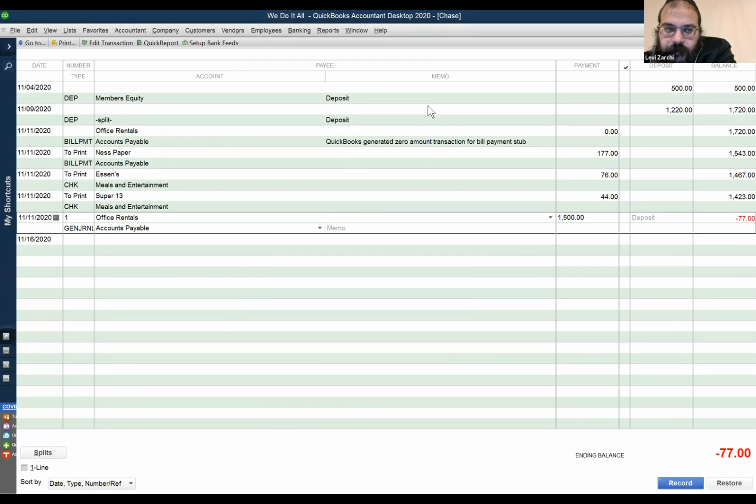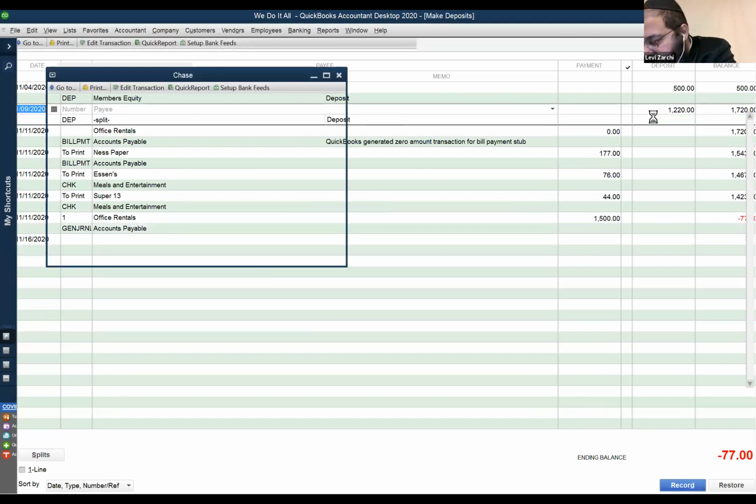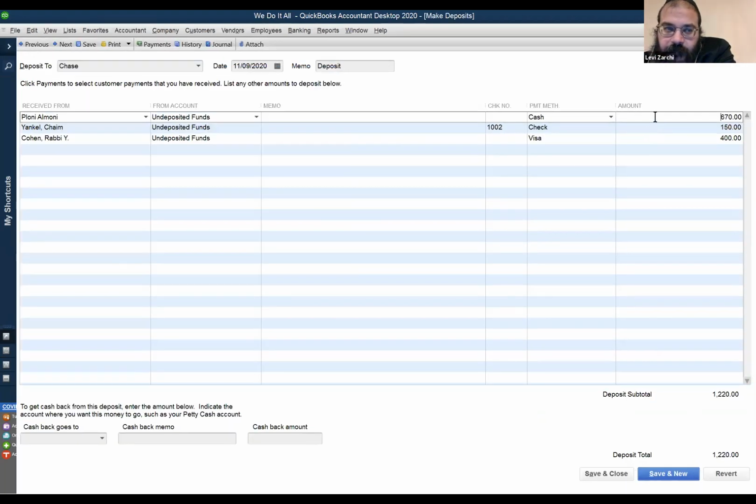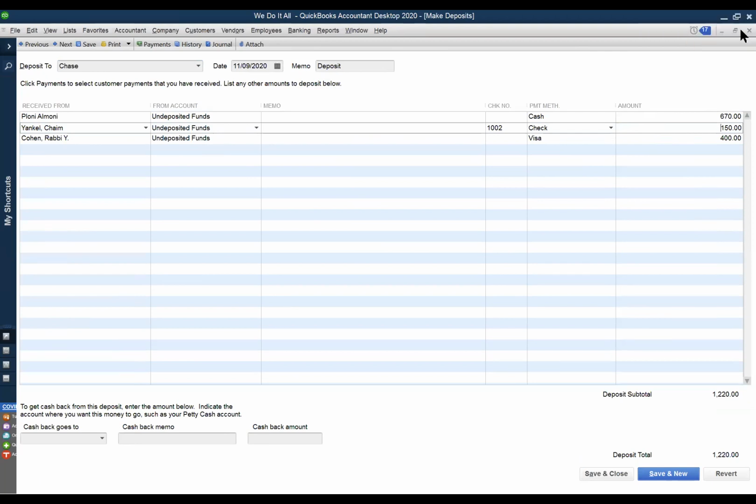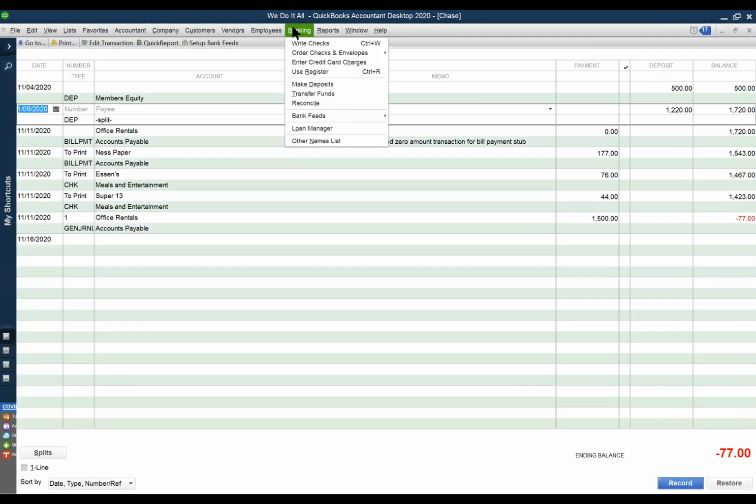So are you inside your bank register? Yes, I am. Okay, so you have to double click on the 400. But truth is, it's not so much the 400. You have to deposit two more things. We have here 670 from Ploni Almonis and 150 from Yankel Chaim. So how do I deposit them? You go banking, make deposits.